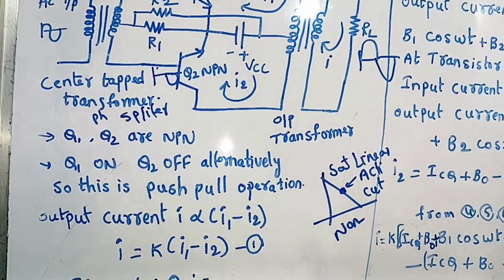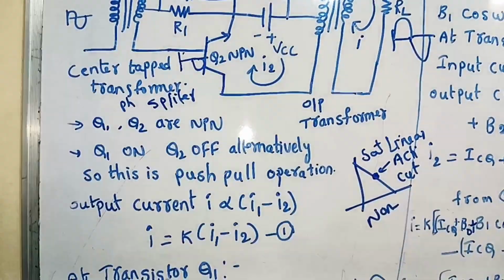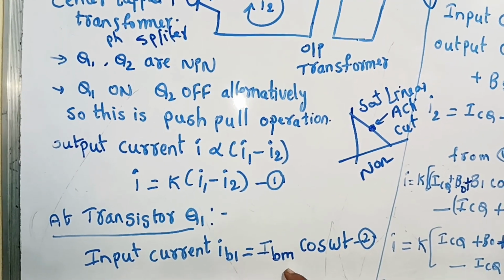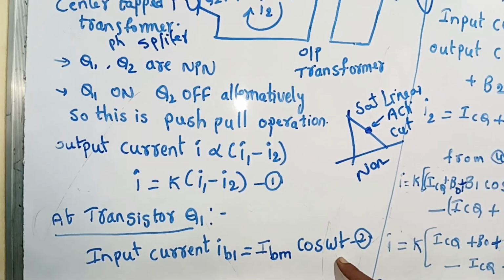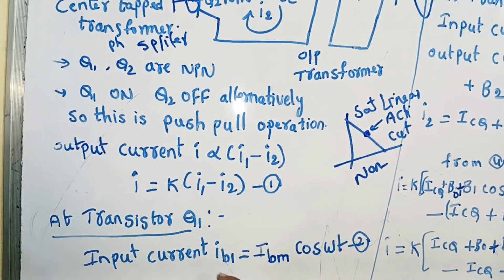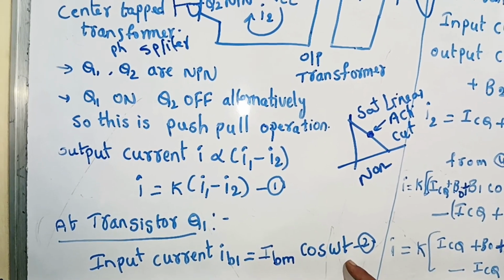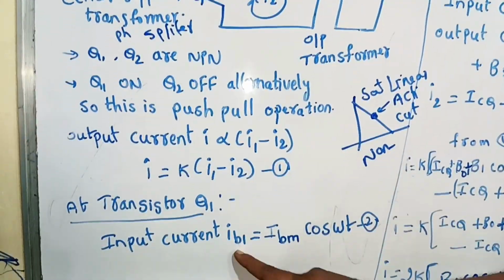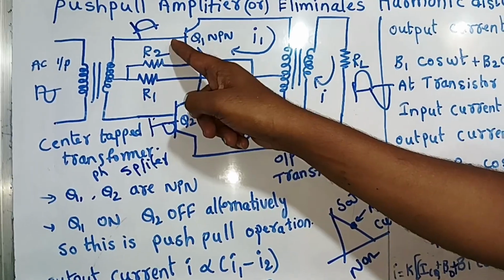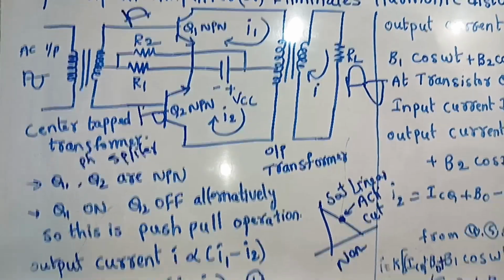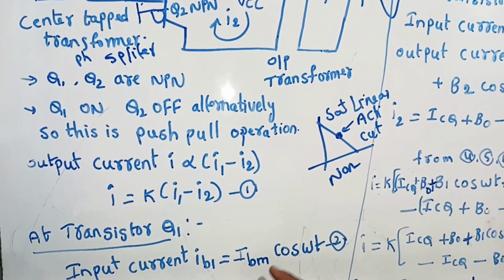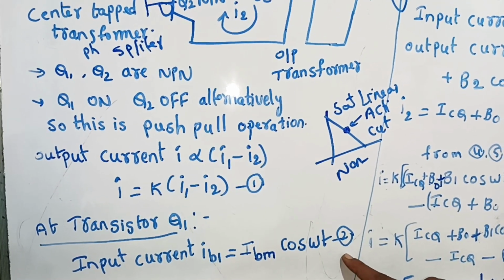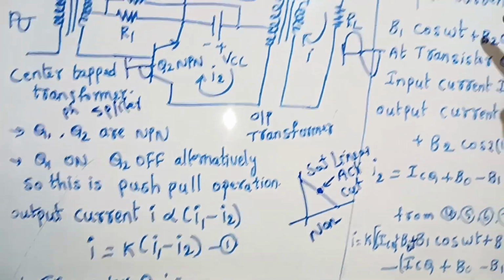So at transistor Q1, what happened? The input current IB1 is equal to IBM cos omega t. Considering Q1, this is IB1, the base current given at base 1 of Q1. So IB1 is equal to IBM, the maximum peak, times cos omega t. This is the second equation.